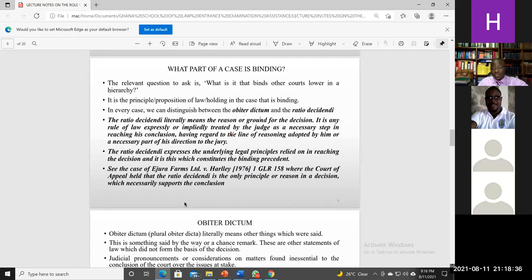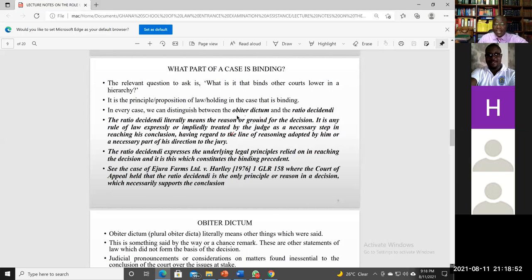And in a number of cases, such as Draft Farms, the Court of Appeal made the point that ratio decidendi is the only principle or reason for a decision which necessarily supports the conclusion. But the other thing we see about ratio decidendi is that the ratio of a case decided today may not sometimes even be obvious. When that case is heard before other courts in the future, the court will have to work out what the ratio decidendi of this particular case, decided before them, was. When that has been determined, the court can go ahead and say whether it is binding on us and relevant to this case or not.